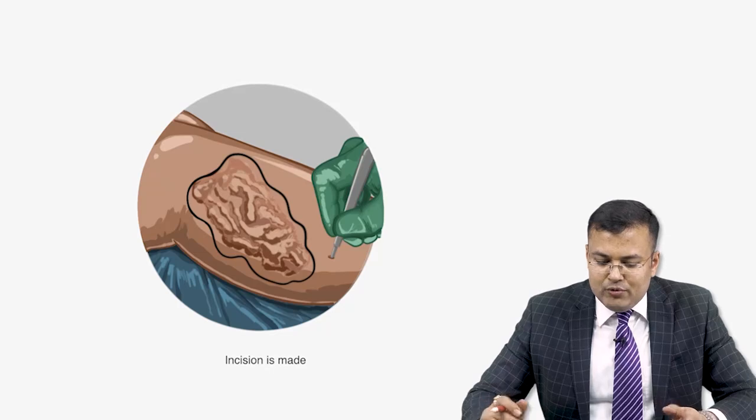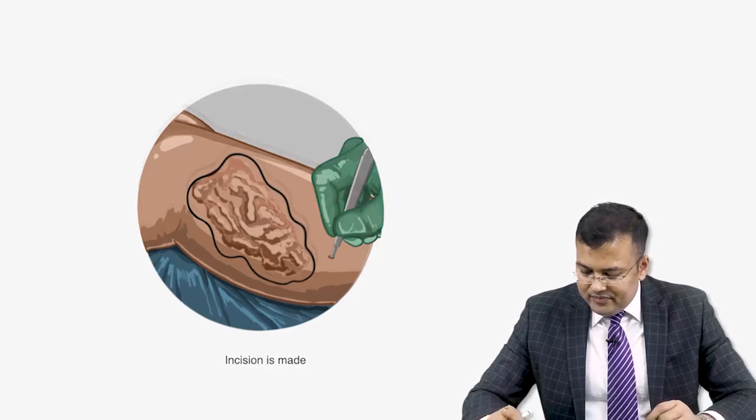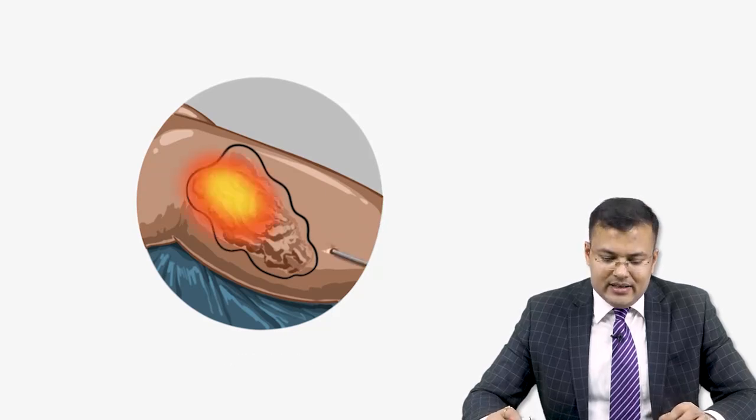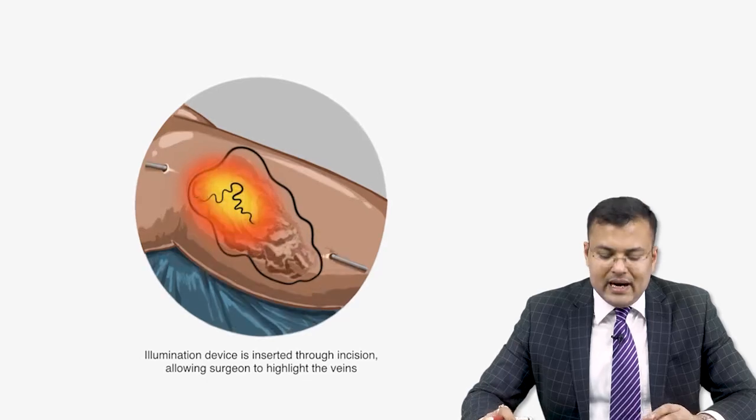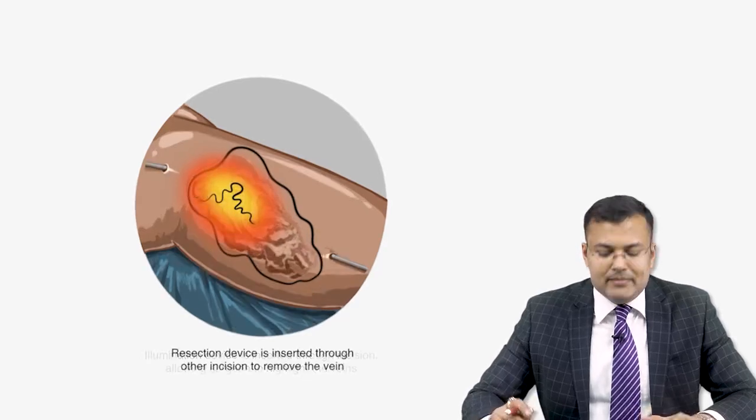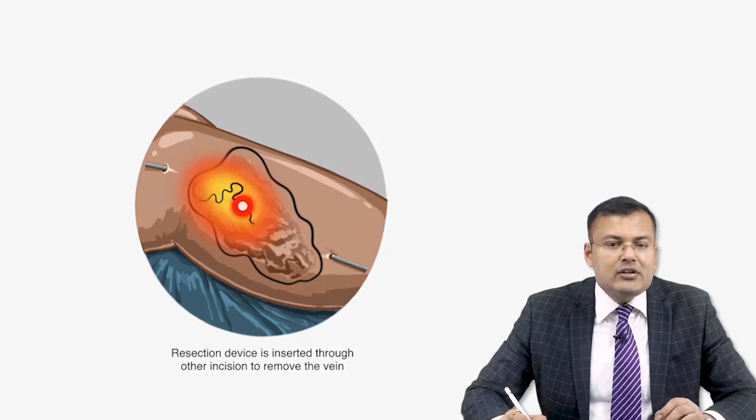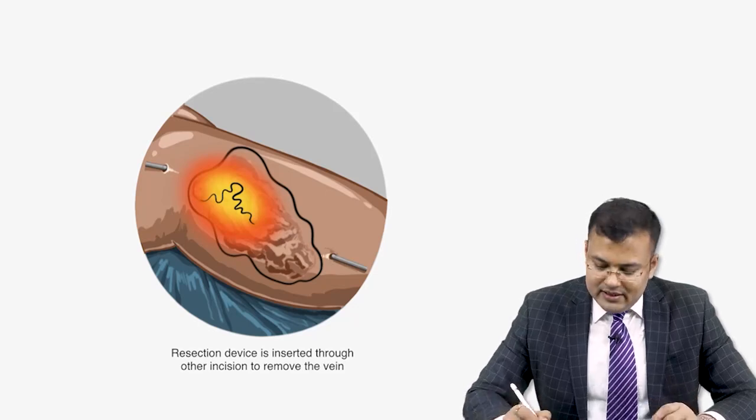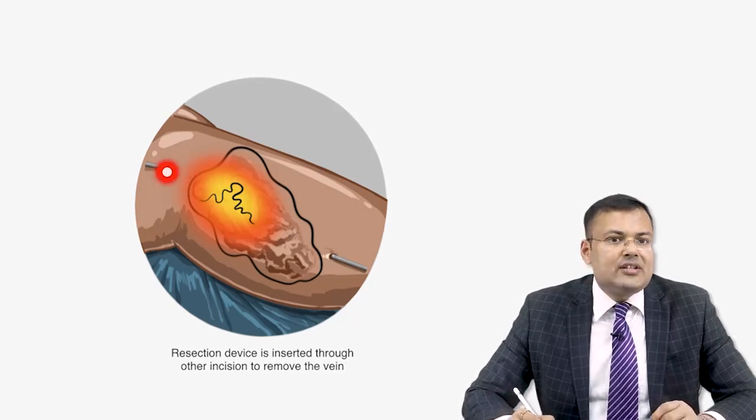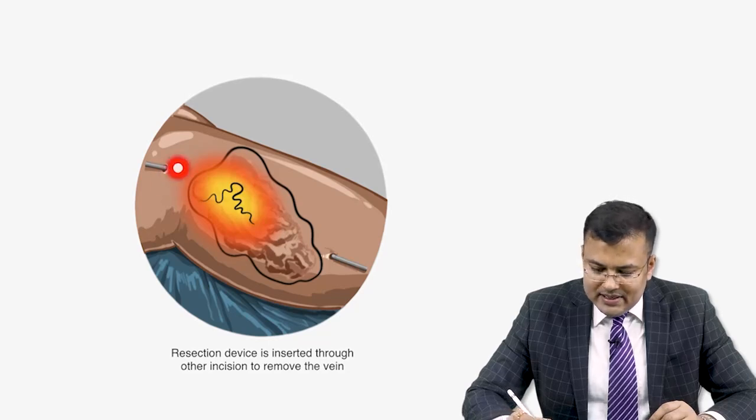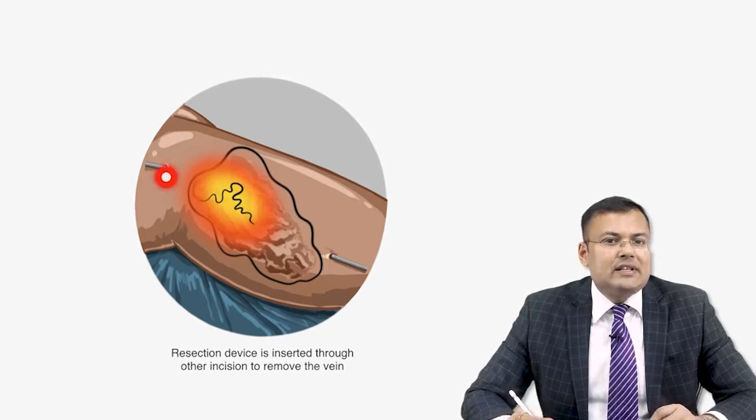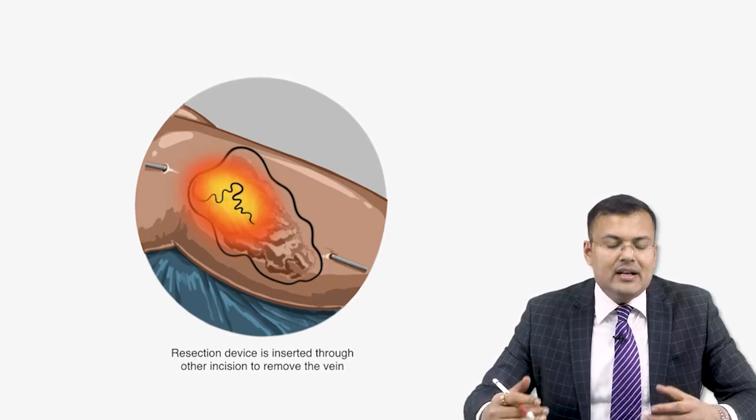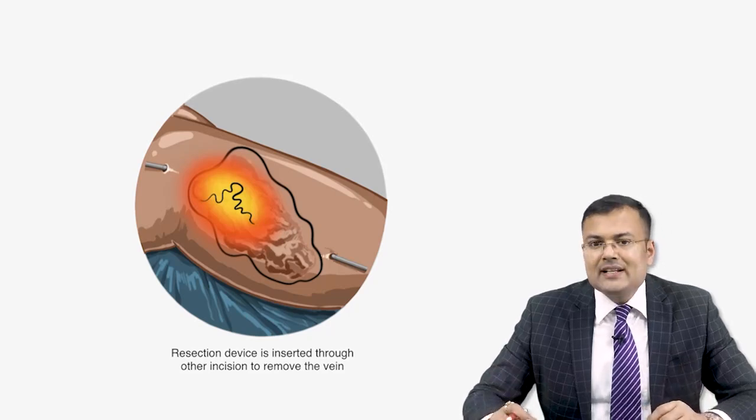It is passed deep to the varicosity. You can see the irrigated trans-illuminator passed deep to the varicosity, making it visible. So you can see this visible varicosity. After that, another incision is given. This is the powered suction resector, introduced through a separate incision. And after activation of this system, what will happen? The vein is sucked in under direct vision, and after that it is morcellated and removed by suction.